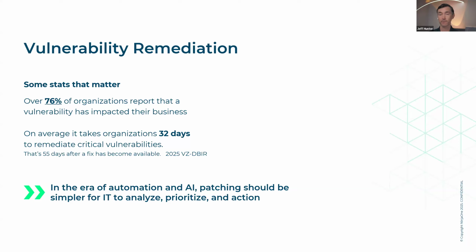32 days to remediate ends up being 55 days, almost 2 full months after a fix has become available. Really feels like that process should be significantly streamlined. It should be a lot faster. And I think you'll see inside of NinjaOne that we are taking the initial first steps to try and make this as easy as possible, in recognition of the fact that patching and vulnerability identification are becoming more and more tied together in the modern workplace.